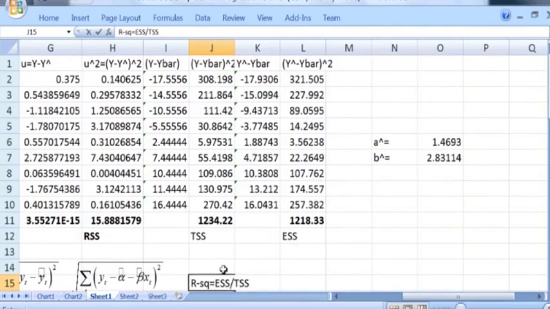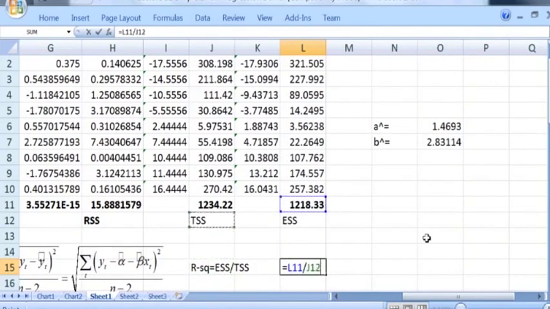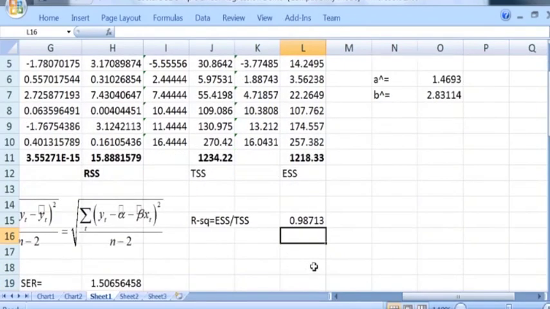Remember that R square, R power 2 or R square, both notations are usually used. So this is the formula. In order to calculate R square, we need to divide ESS by TSS. So just put an equal sign. ESS is located in L11 divided by TSS, which is located in J11. Press enter. So R square is 0.98713, or we can say that it is 98.7%.